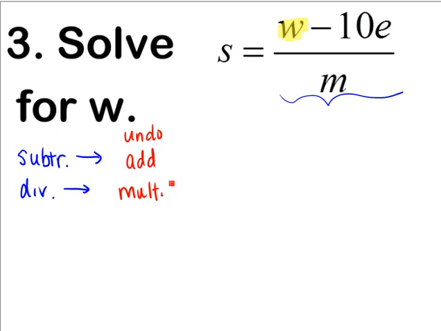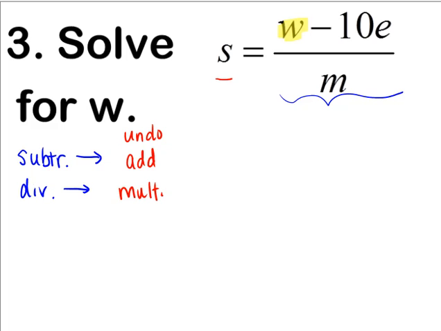Which one makes sense to do first? Well, you can try to undo the subtraction first, and you would add 10e to both sides. That's not going to be possible with this m being down there in the bottom. So the best thing to do is to go ahead and get rid of the division part first.